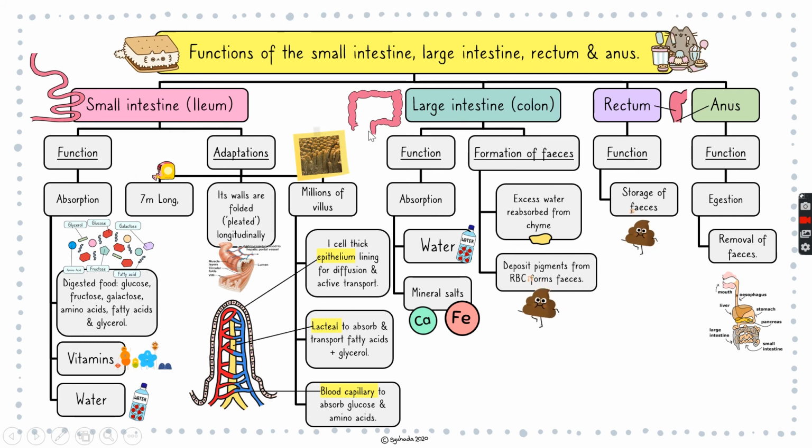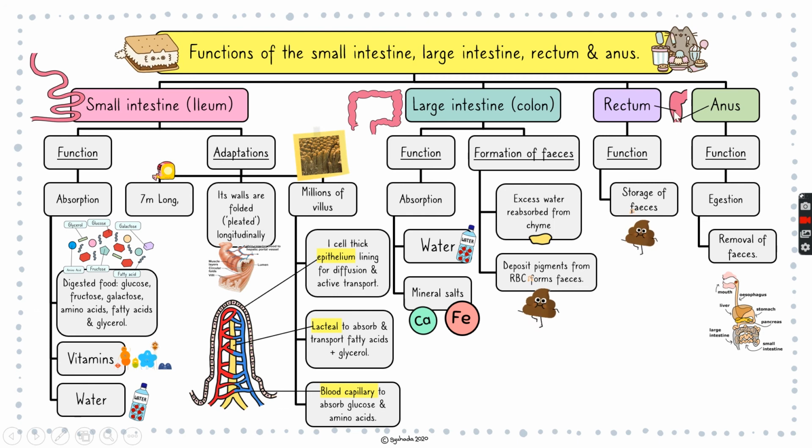In the large intestine, there's also deposits of pigments from red blood cells. So this actually gives the feces that brown color. So at the end of the large intestine, the colon, are these two parts right here. You have the rectum and the anus.